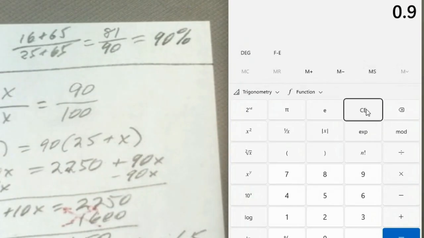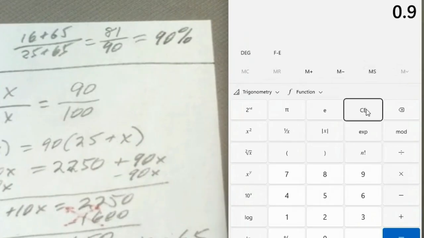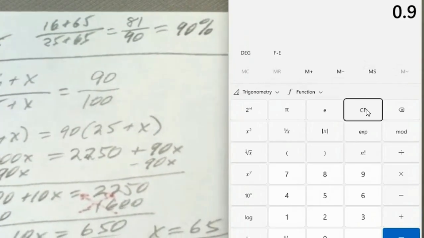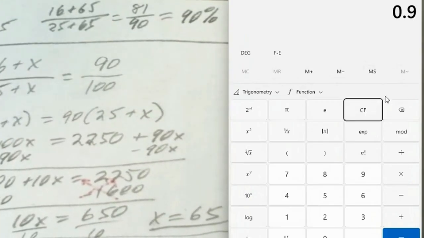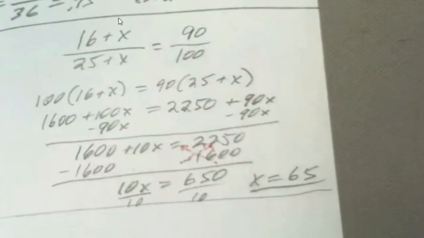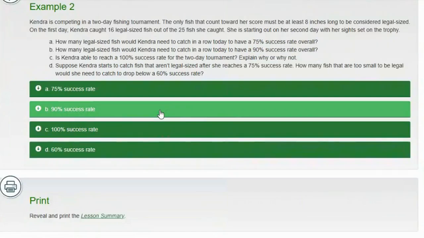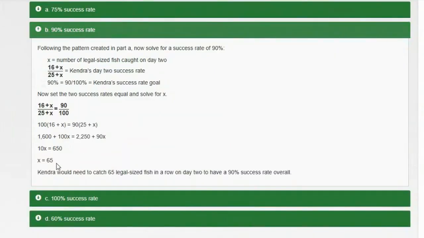But she'd have to catch 65 fish in a row that are all 8 inches or longer. She's not going to make 90%. That's crazy. There's going to be some small fish caught in there. And she only caught 25 fish the first day. I don't think she's going to catch 65 on day two, unless she's cheating somehow, using dynamite to throw in the water, right? 90%. Got to catch 65 legal size fish in a row on day two.